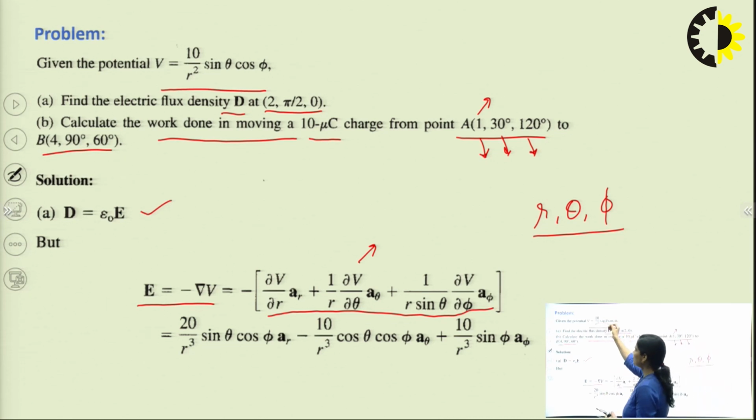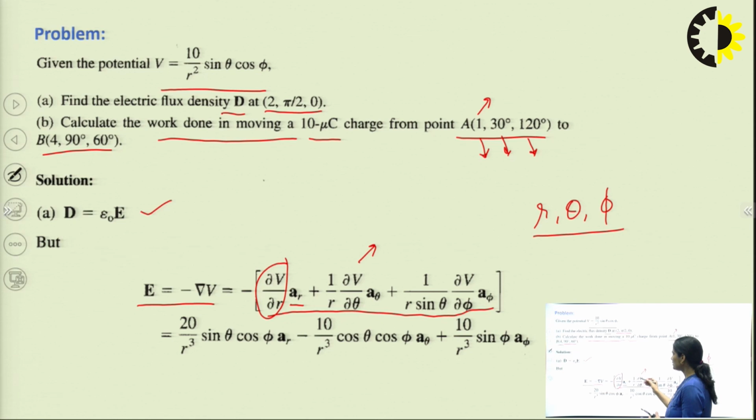V is equal to 10 upon r square sin theta cos phi. So put all these values here, the unit vector of r, and the value of del V upon del r, meaning you differentiate V with respect to r. Then after that we differentiate V with respect to theta, then V with respect to phi. So you can differentiate it and you will get this result. Now after getting this result, you have to put all these values.